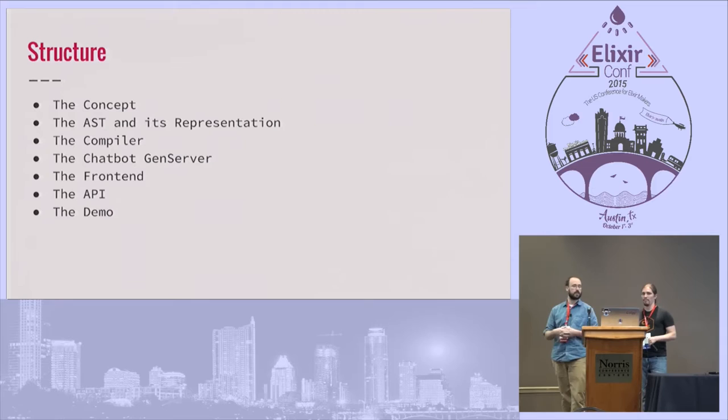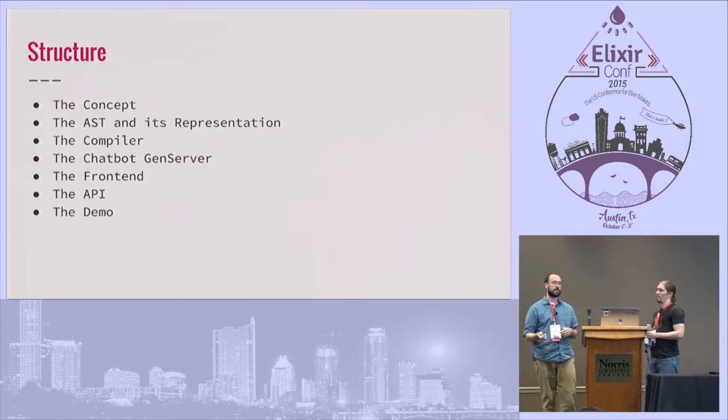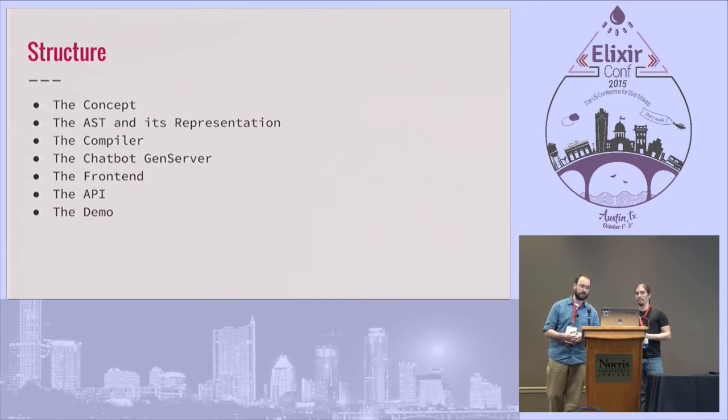There's the front end, which is an AngularJS-based browser application that lets you review and modify rules and store them in the back end. There's the API, which is the component that allows storing and modifying the rules, and it interfaces with the system that ultimately these rules are being run against. And then there's the demo, where you decide to ask for our autographs.